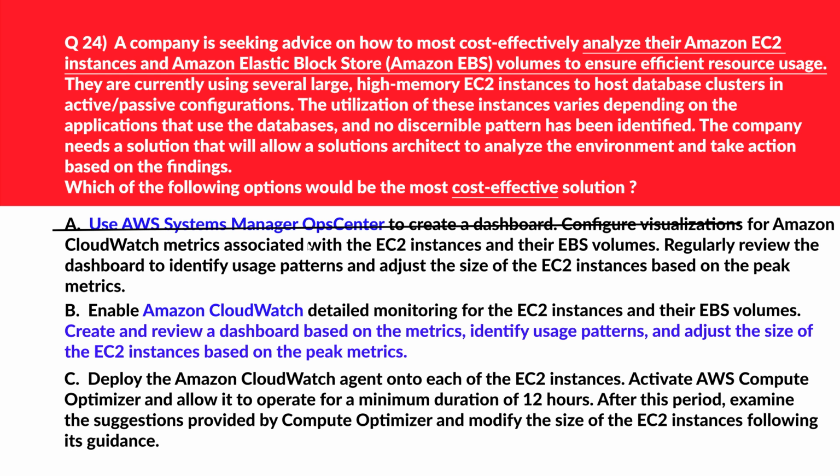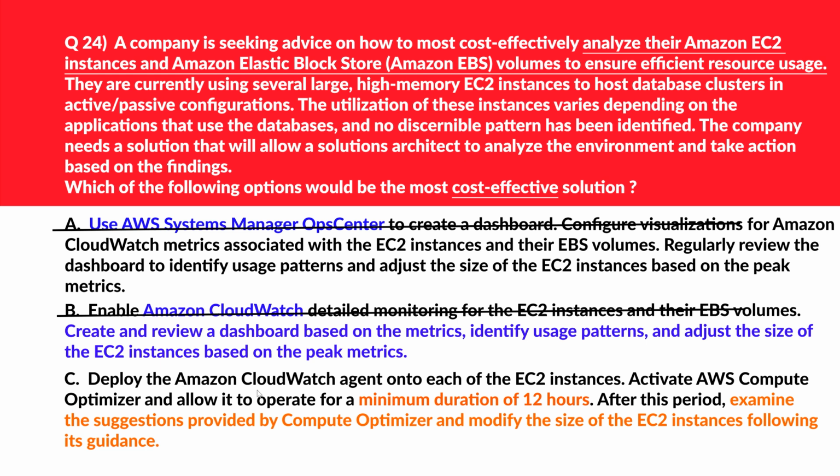Let's move to option B. B says enable CloudWatch detailed monitoring for EC2 instances and their EBS volumes. Create and review a dashboard based on the metrics, identify usage patterns, and adjust the size of the EC2 instances based on the peak metrics. While CloudWatch provides detailed monitoring, it doesn't offer automatic recommendations for right sizing, which AWS Compute Optimizer does. Identifying usage patterns and right sizing based on peak metrics would require manual effort and may not be accurate. Therefore, incorrect choice. We are left with option C.